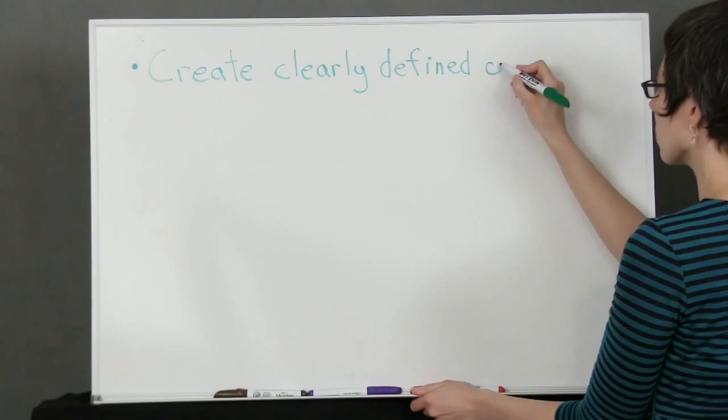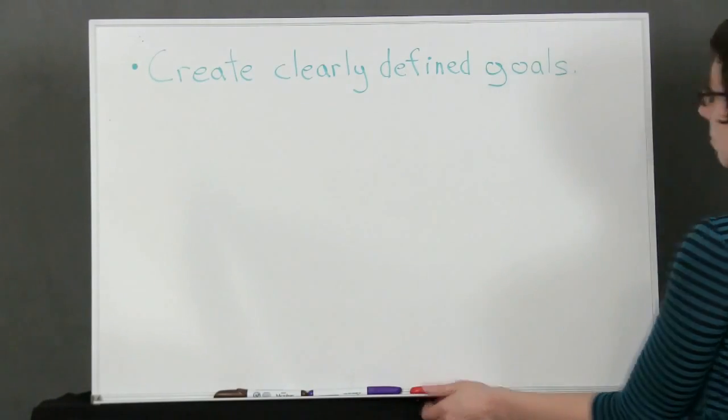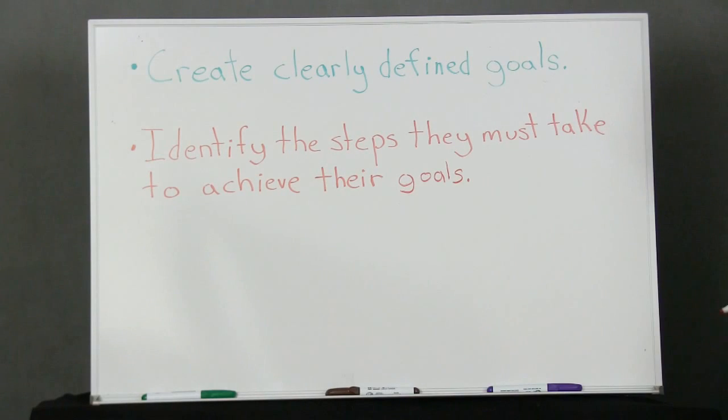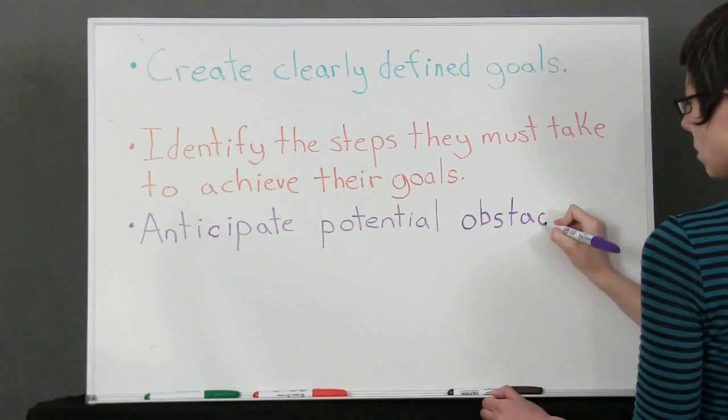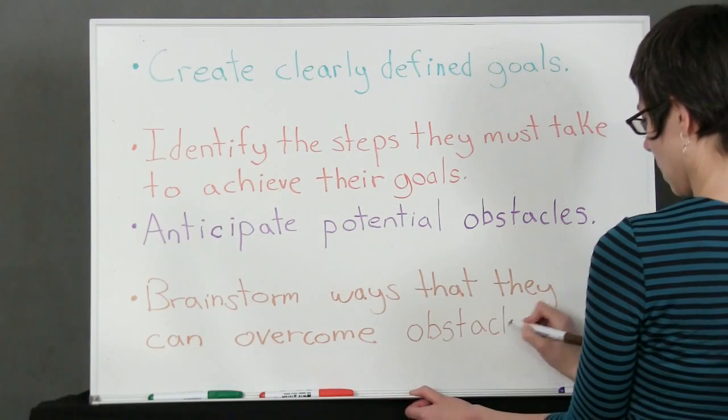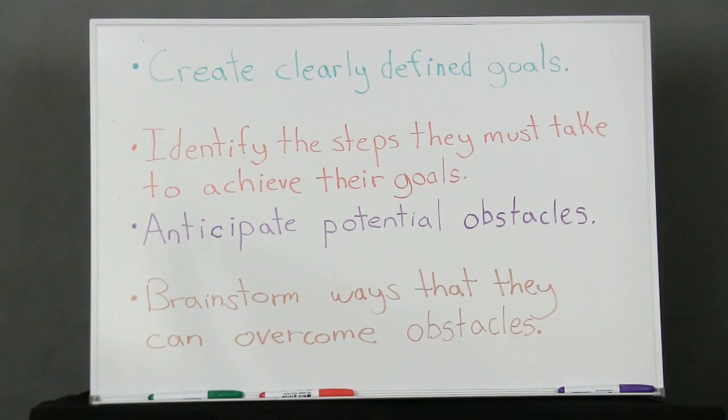Students' academic goals are often vague, therefore they do not help to motivate students so they can succeed. Many students state that they want to be a better student or get good grades. A systematic approach to goal setting helps students to create clearly defined goals, identify the steps that they must take to achieve their goals, anticipate potential obstacles, and brainstorm ways that they can overcome obstacles.